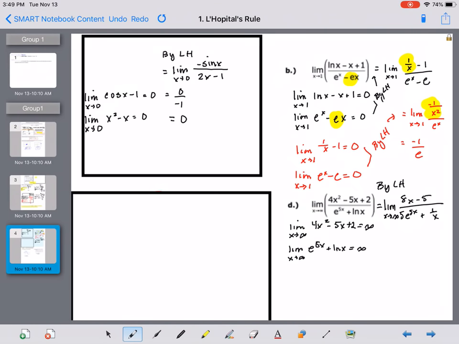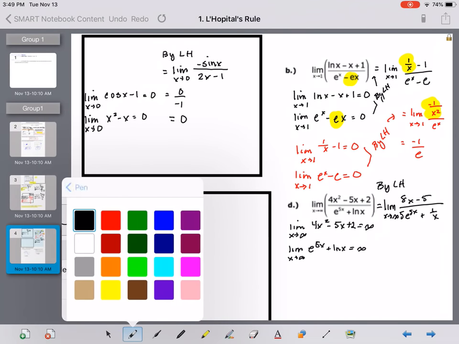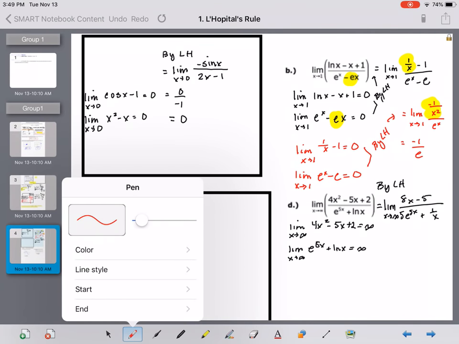Okay. So my numerator is still going to go to infinity. My denominator, a piece of it, that 5e to the 5x is going to go to infinity. That 1 over x is actually going to go to 0, but it's still infinity plus 0. Okay. So that means I have to use L'Hopital's rule again. So I'm just going to change colors.